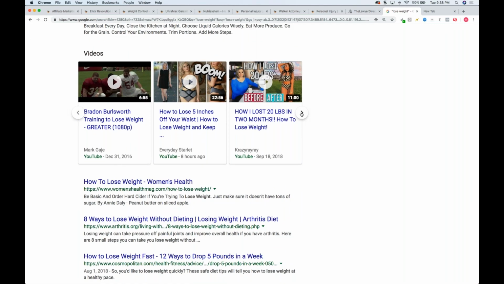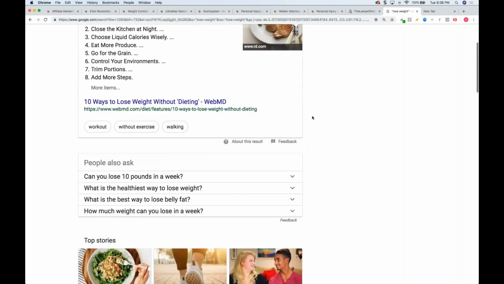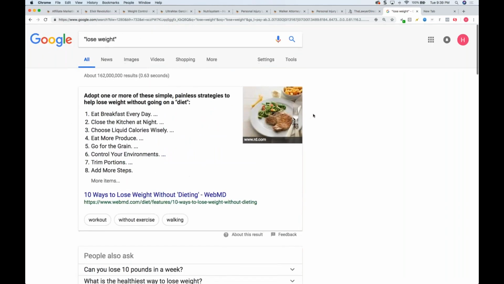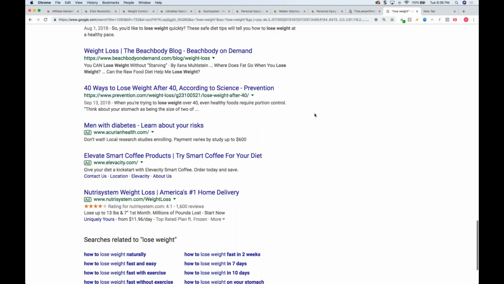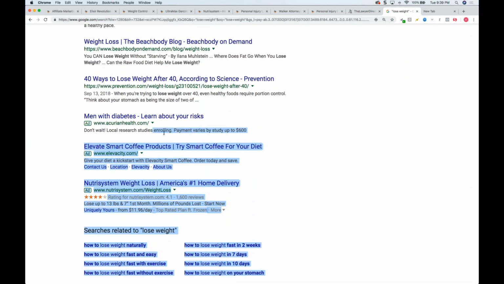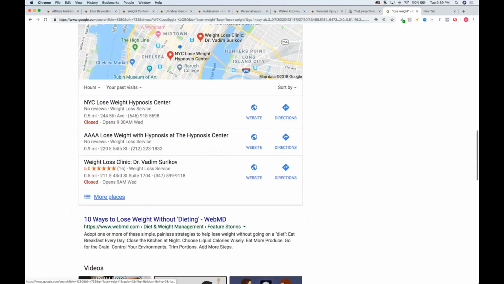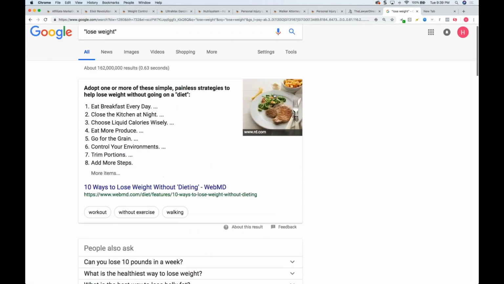Because otherwise, what's going to happen is you're just going to start out, and how are you going to rank against these companies, and then also the cost of these AdWords to compete against Nutrisystem. They obviously have a pretty big budget. You're not going to be able to compete for the keywords lose weight or weight loss or something like that. It's just way too competitive.